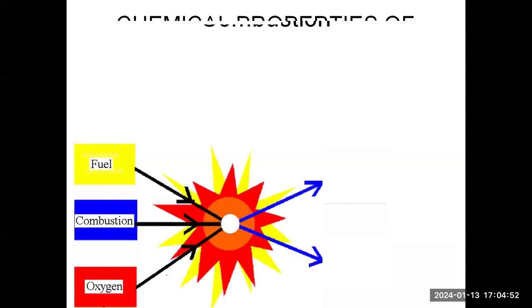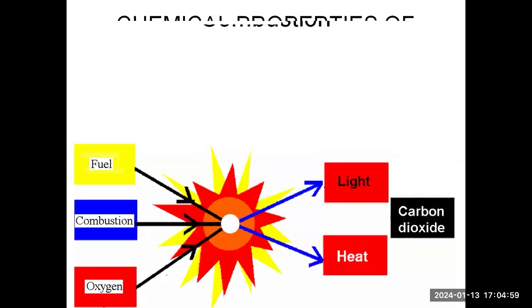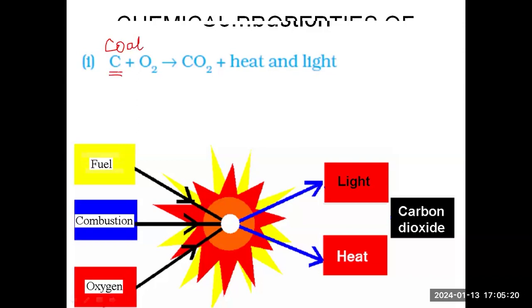So here you can see the diagram shows the fuel is burning in the presence of oxygen, light and heat energy are being given out, and carbon dioxide is being produced. So this is the diagrammatic representation. Now there is an equation written on the top. It says carbon reacts with oxygen to give carbon dioxide, heat and light. Now this is the solid form of carbon. You can take it as coal.